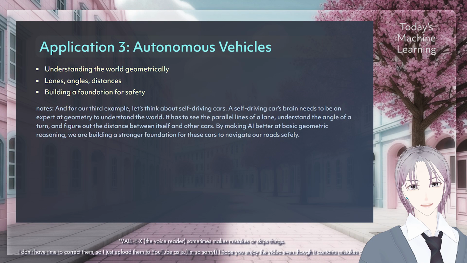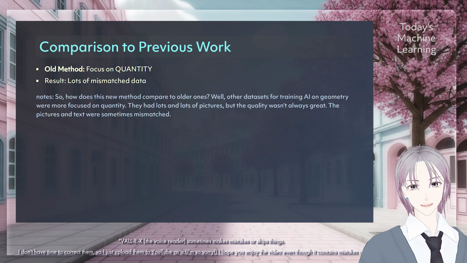And for our third example, let's think about self-driving cars. A self-driving car's brain needs to be an expert at geometry to understand the world. It has to see the parallel lines of a lane, understand an angle of a turn, and figure out the distance between itself and other cars. By making AI better at basic geometric reasoning, we're building a stronger foundation for these cars to navigate our roads safely.